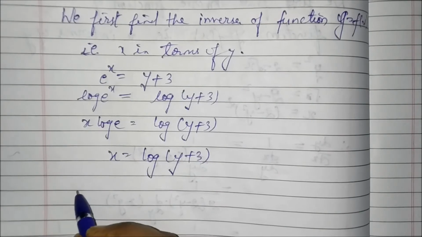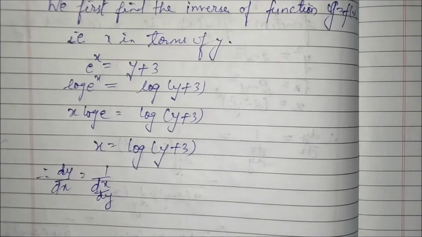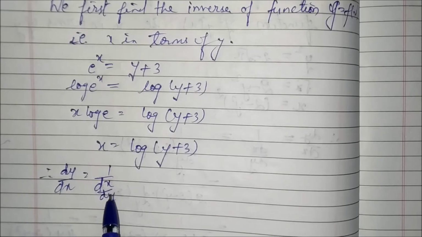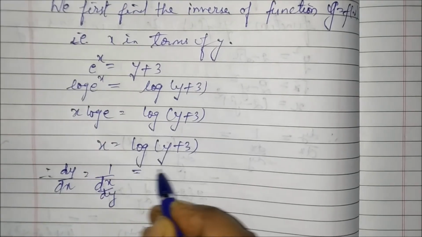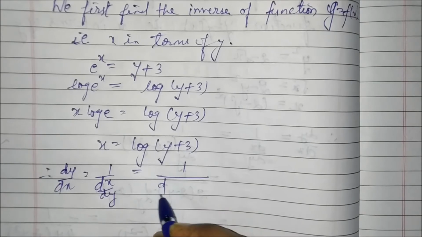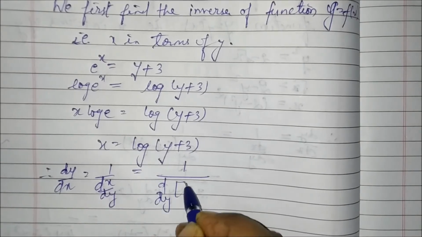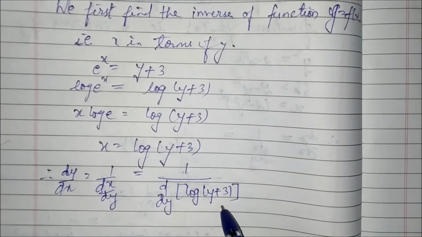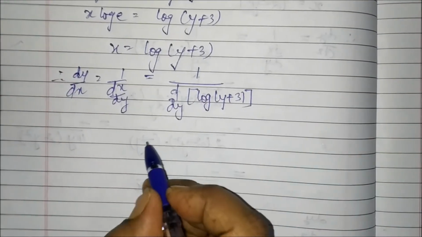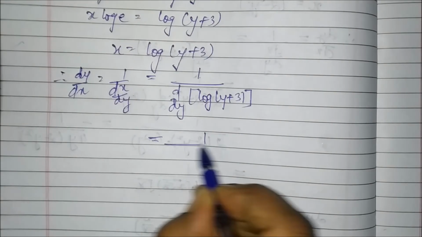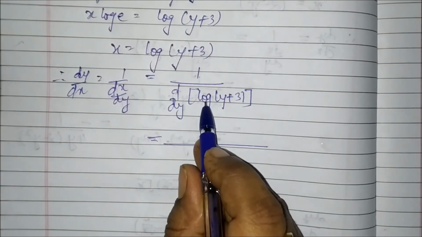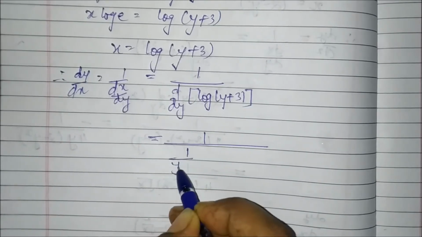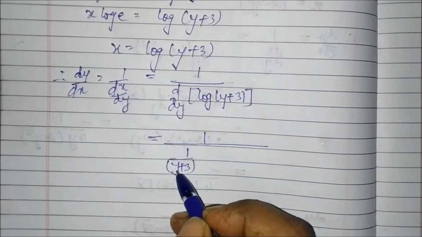Now differentiating this with respect to y, therefore dy by dx = 1 upon dx by dy = 1 upon d by dy of log (y plus 3). Now the derivative of log is 1 by, so we have 1 by (y plus 3).